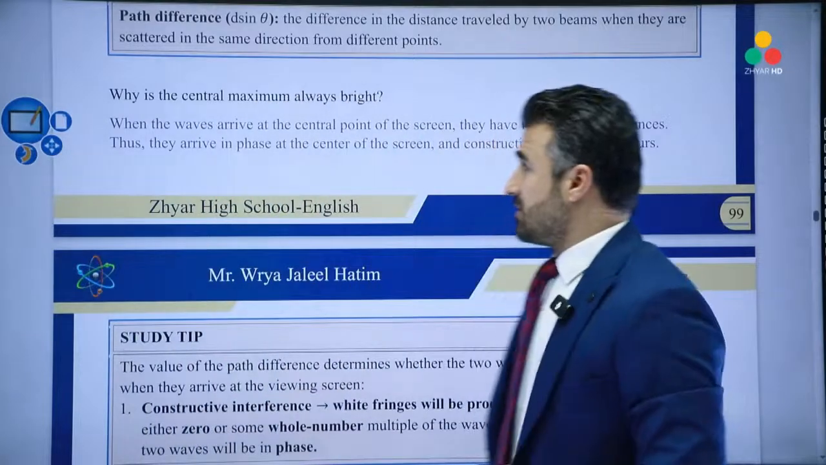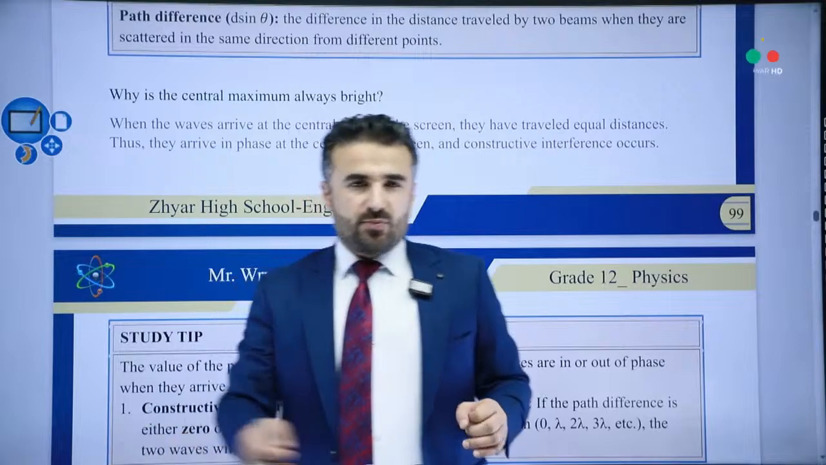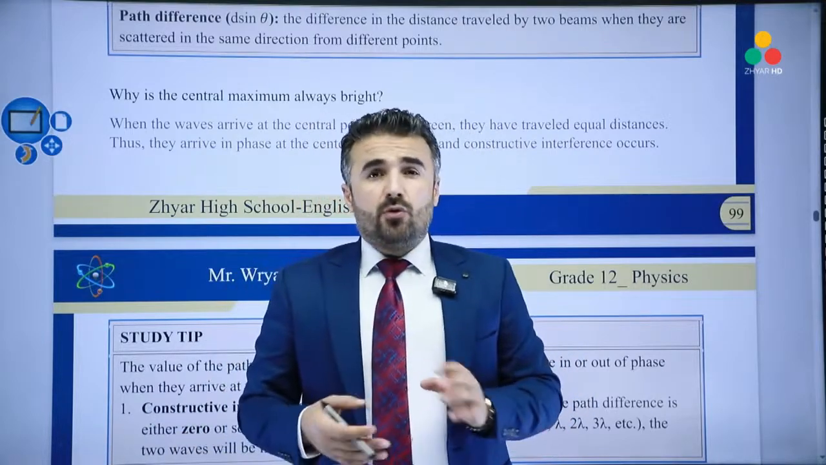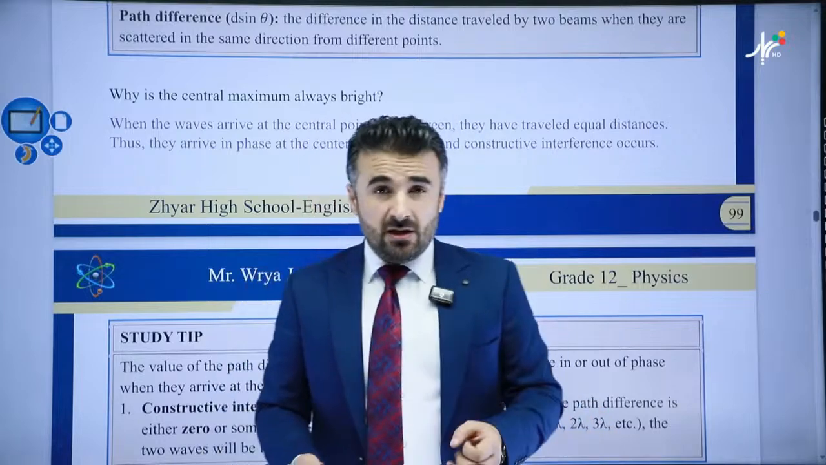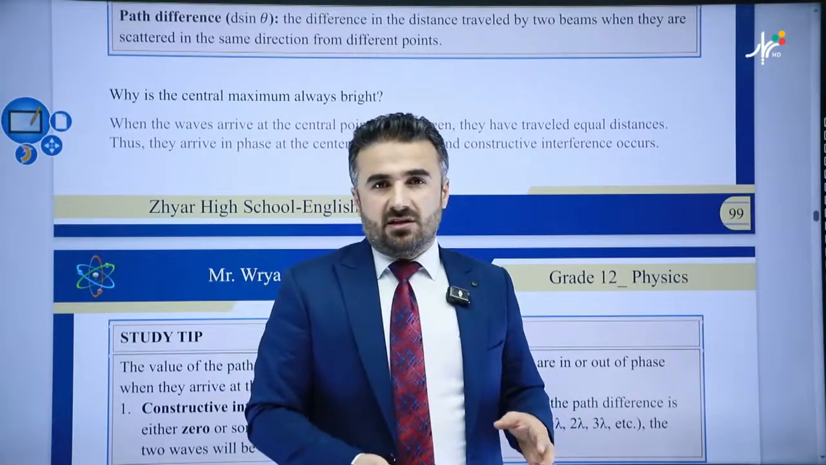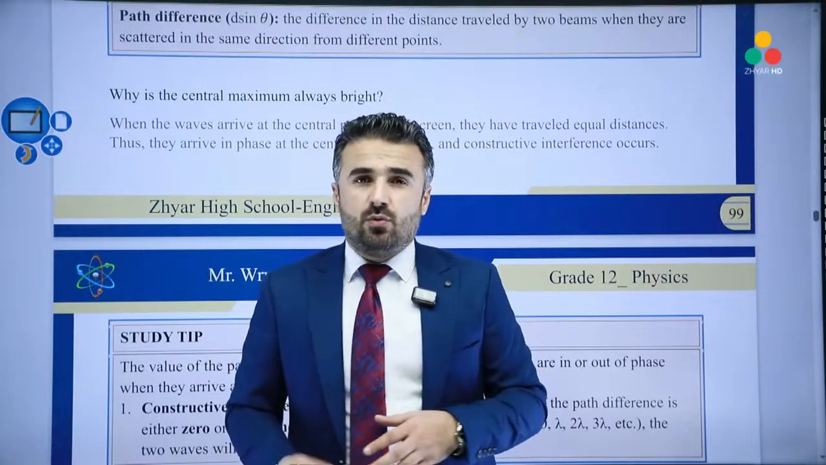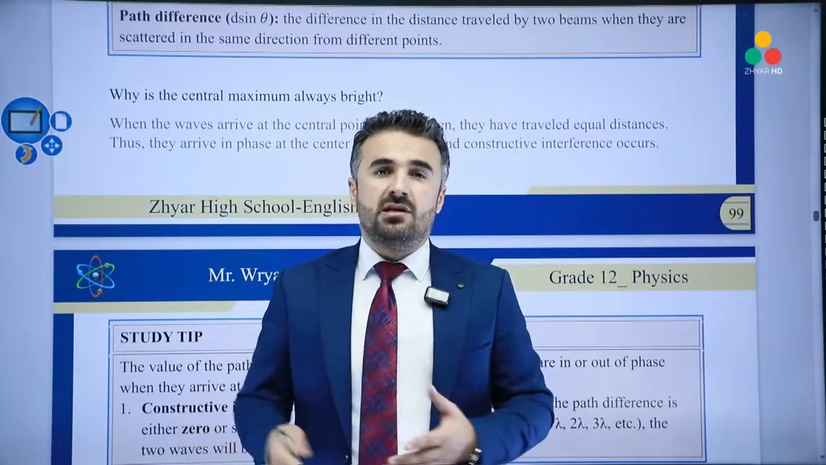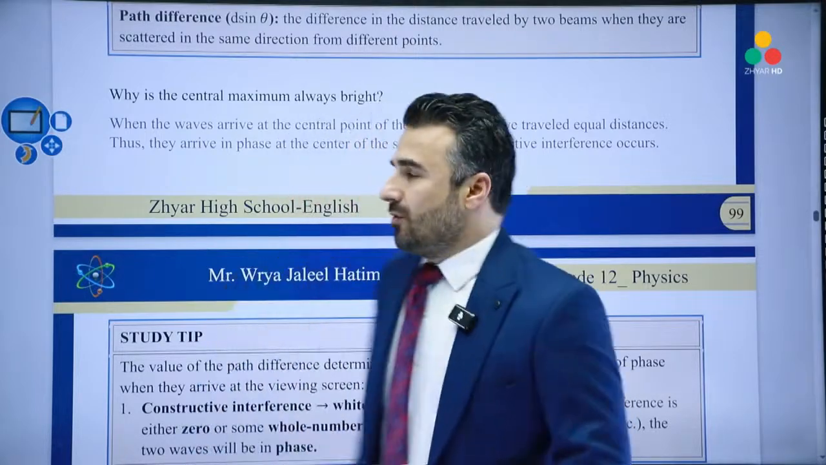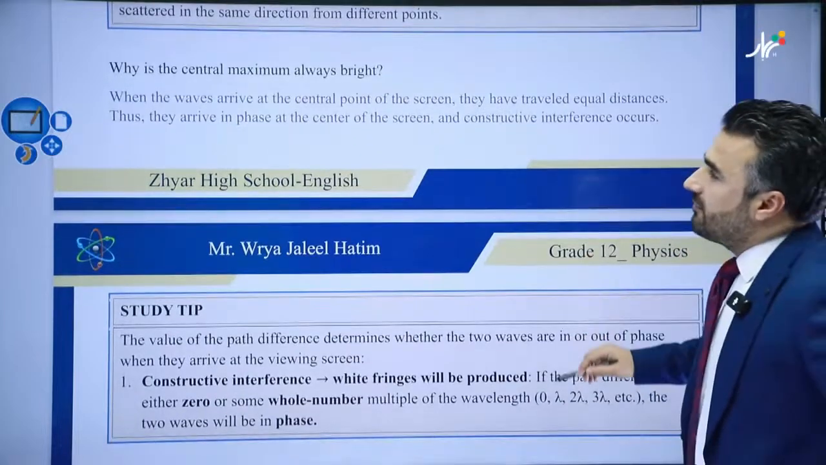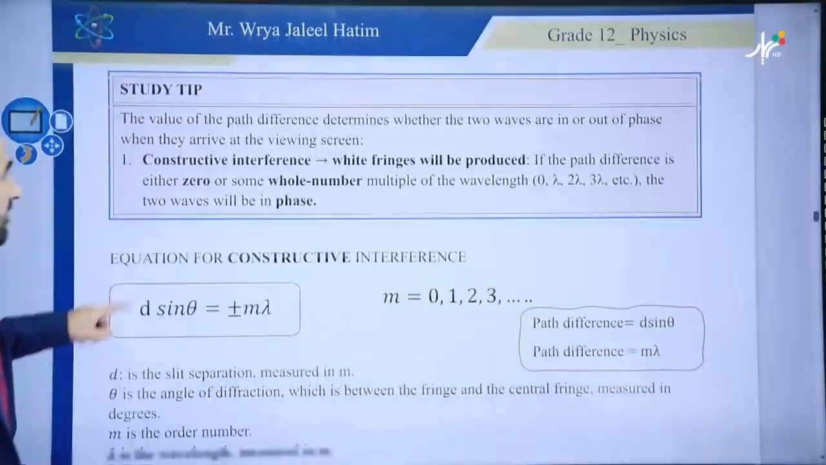Now we have another question: why is the central maxima always bright? We said the central maxima is always bright because the two waves always travel the same distance. Whenever they reach the screen, they have both covered the same distance, which means they arrive in phase. If they arrive in phase, will that be constructive or destructive interference? Of course, it is constructive interference. So it is always the brightest compared to the other fringes.